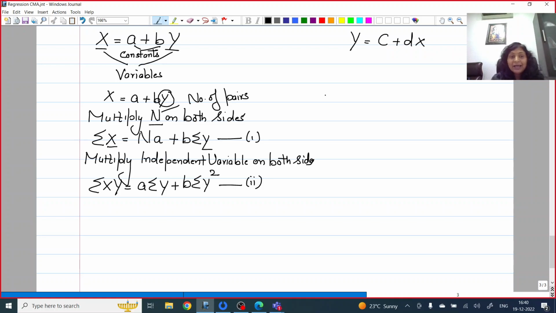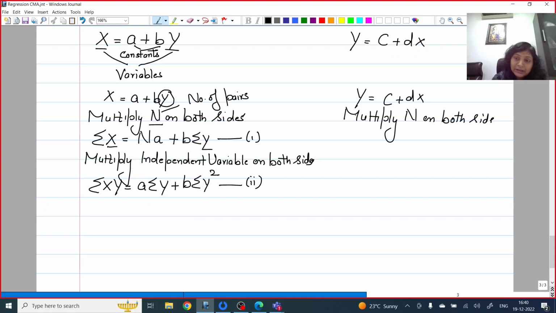In a similar case, we can do it in this way also. Now the first thing is y equals c plus dx. So we multiply n on both sides. When we multiply n on both sides, this becomes summation y equals nc plus d summation x. This becomes my first equation.